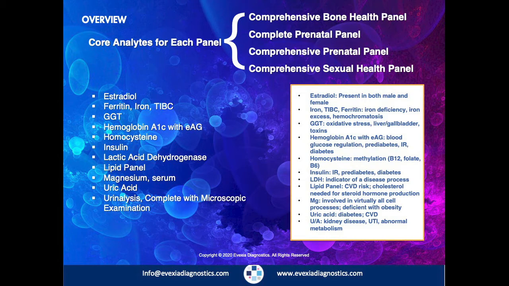Next is the hemoglobin A1c. Now, fasting glucose, which is in the CMP, along with the hemoglobin A1c, is going to provide information about glucose metabolism. And when it's abnormal, it can be an indicator of prediabetes, insulin resistance, or diabetes. Now, the A1c test evaluates the average amount of glucose in the blood over the past 2 or 3 months by measuring the percentage of what's known as glycated hemoglobin in the blood.